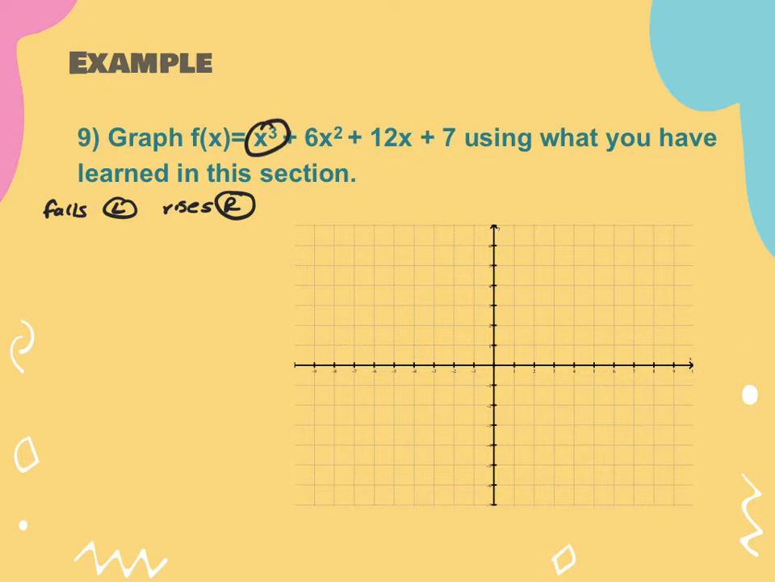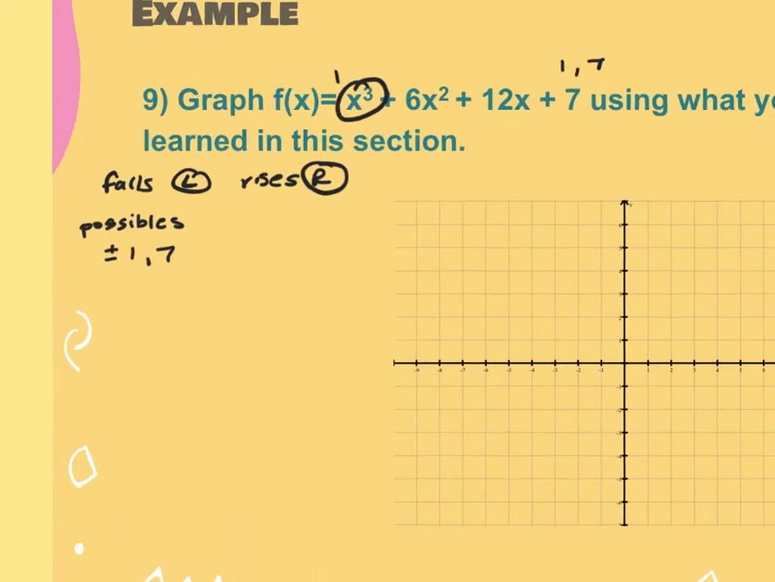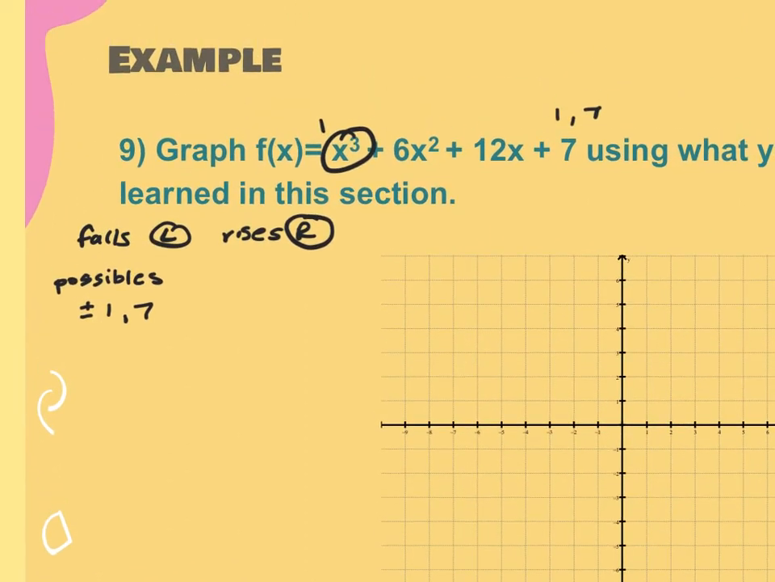And then I want to look for my roots. This is not factorable, so I have to do the possibles. This is just 1. This would be 1 and 7. So it's plus and minus 1 over 1 and plus and minus 7 over 1. Makes life a little bit easier because there's only 4 to test. Then we test them. So I'd get 1, 6, 12, and 7.